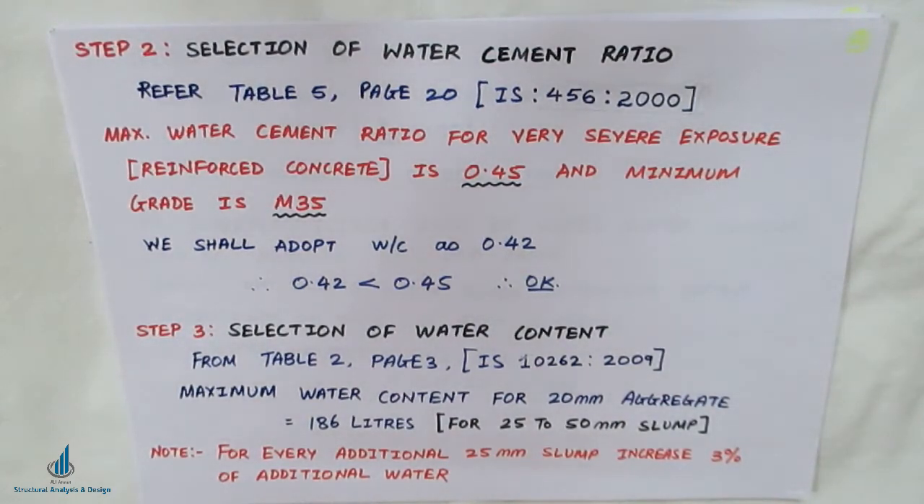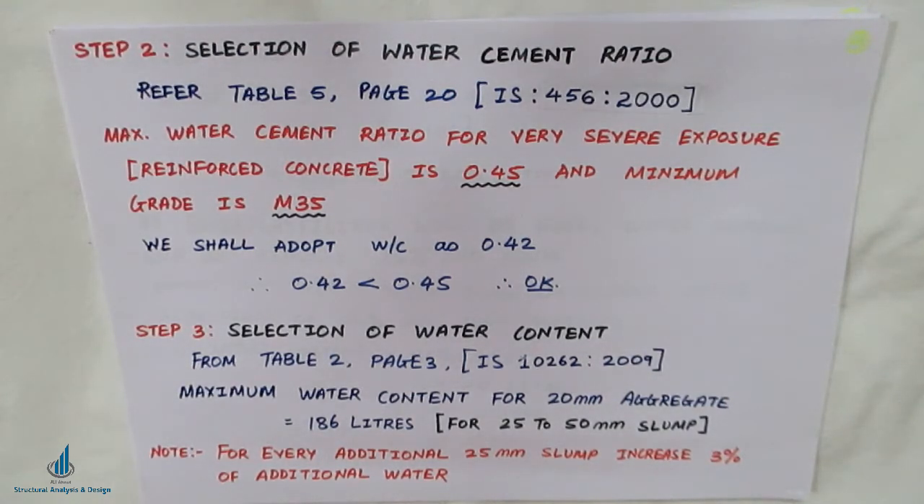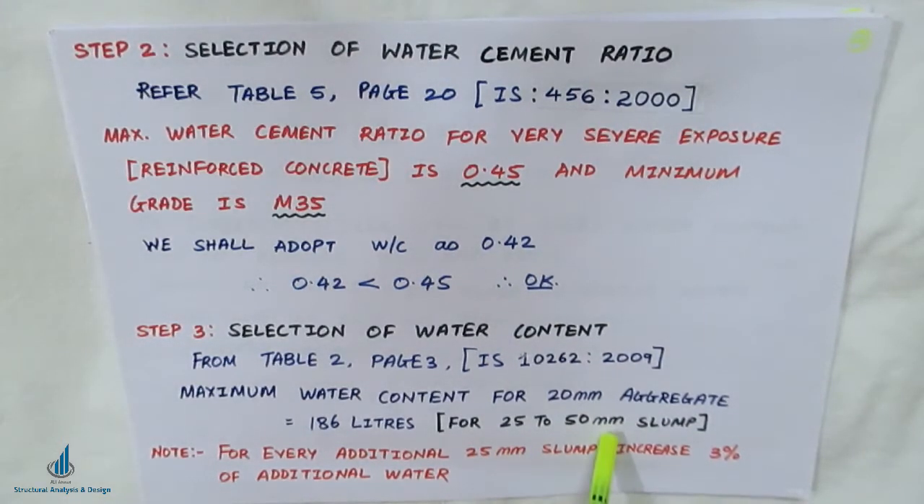There are three nominal aggregate sizes mentioned in Table 2, that is 10, 20, and 40. For 10 it is 208 liters, for 40 it is 165 liters, and for 20 it is 186 liters. Okay, and you have to remember these values are for slump values of 25 to 50 mm.